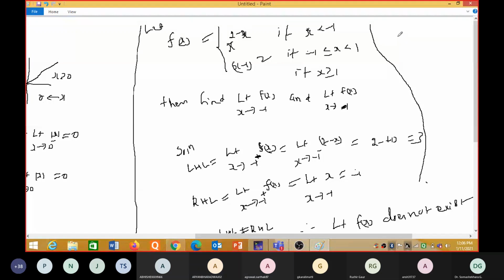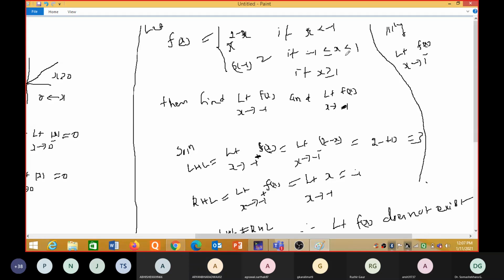Similarly, okay, your answer is correct. For the limit as x tends to 1, for notation, the left hand limit, I am writing minus. Okay, f of x, I am approaching plus 1.